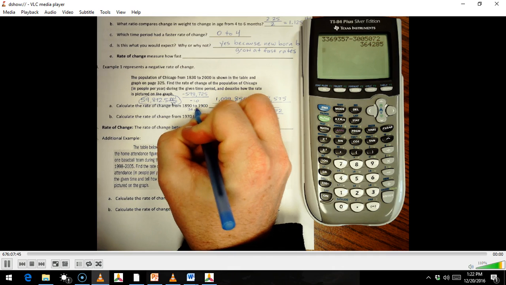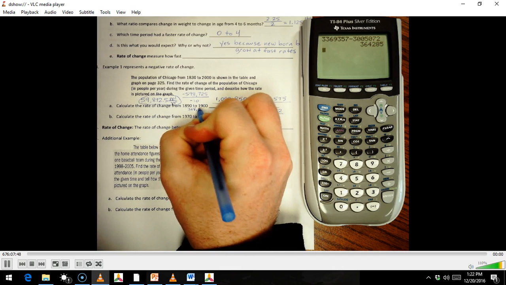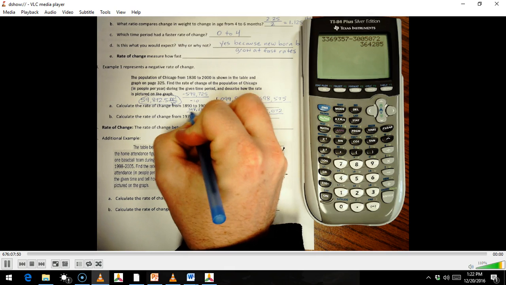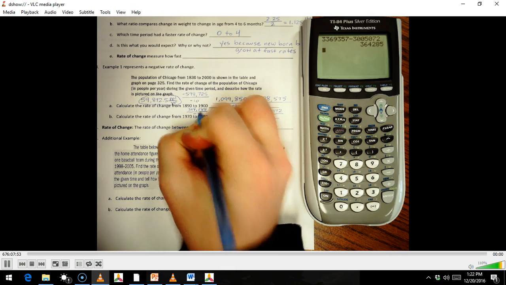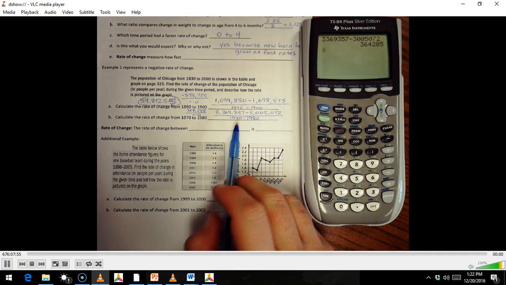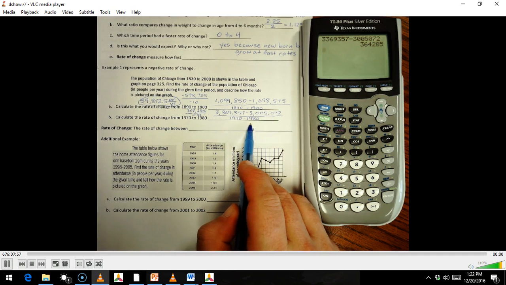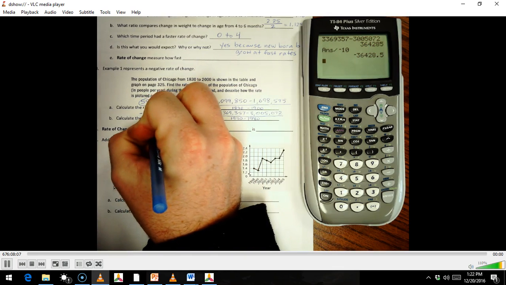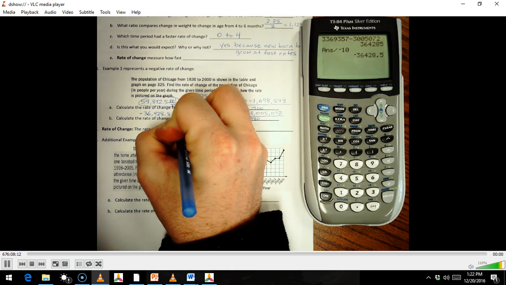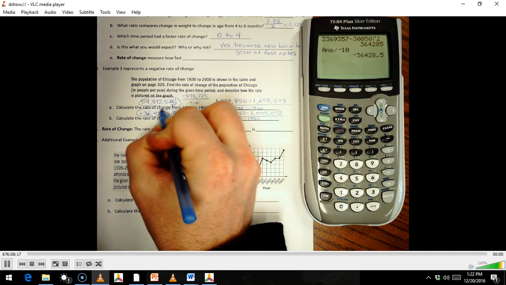364,285 divided by negative 10. So what's going to happen here is, because the denominator is still negative 10 from 1970 to 1980, when I divide this, I'm going to get a negative rate of change. So this answer is negative 36,428.5 people per year. Alright, so rate of change can be positive like in 3A, it can be negative like in 3B.